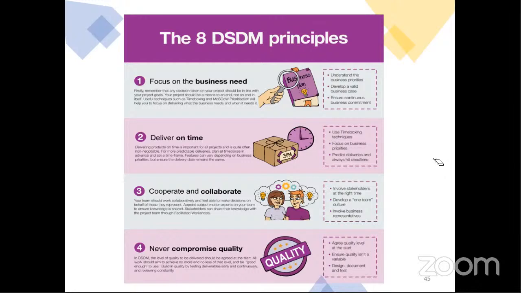The fourth principle is never compromise the quality. Agree on a quality level at the start. Ensure quality isn't a variable. Design, document, and test. Testing helps to improve the quality so that all the errors can be uncovered and quality can be met.